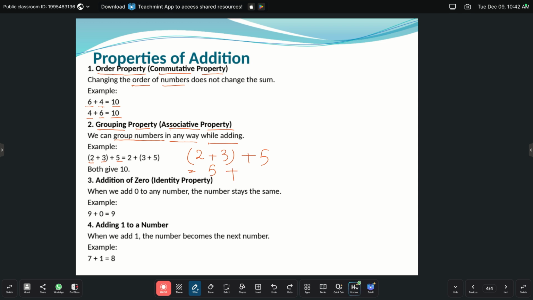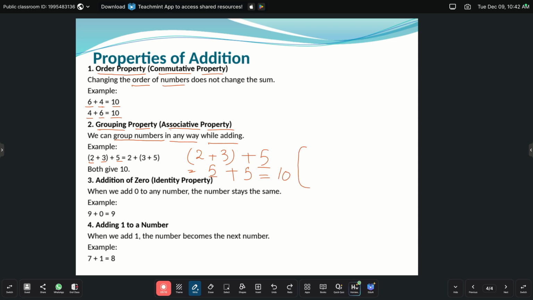And when I add 2 and 3, I get 5. And now I will add the number that was outside the group, that is 5. So here I got the sum 10.